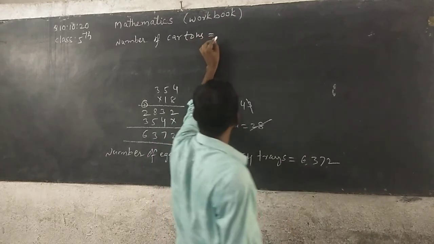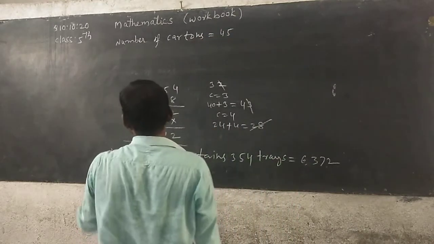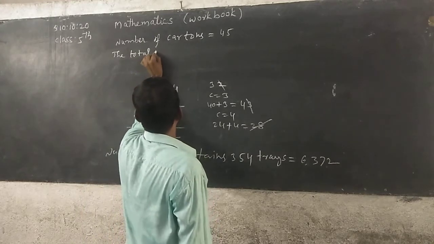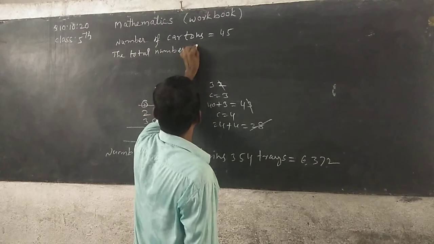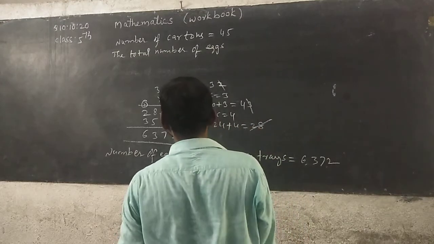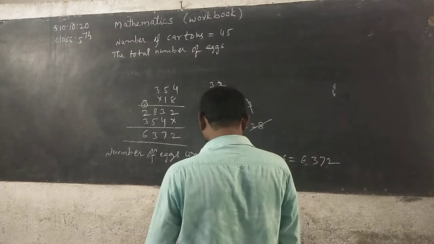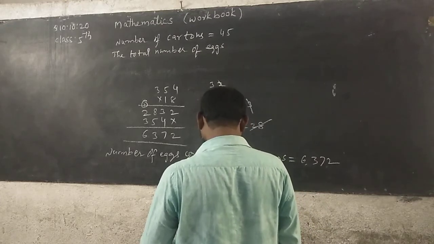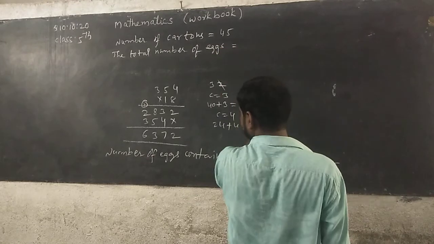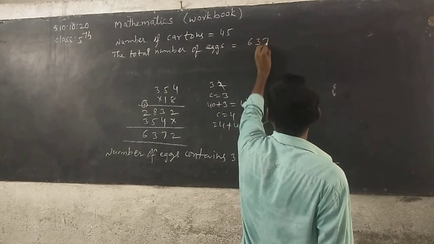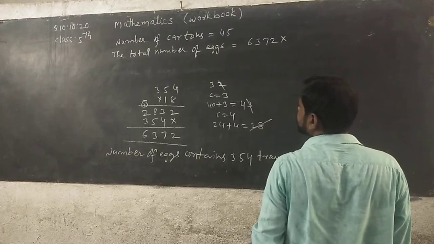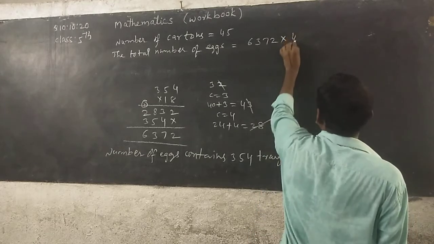Number of cartons is equal to 45. So the total number of eggs is equal to 6372 into 45.